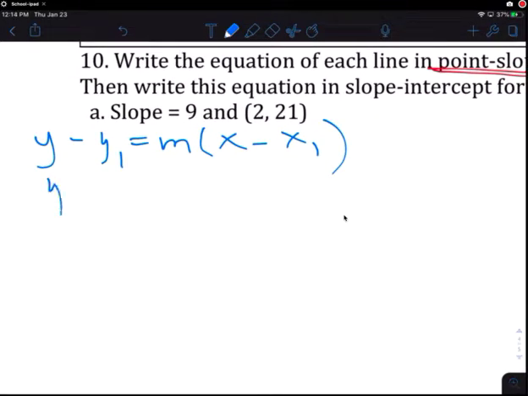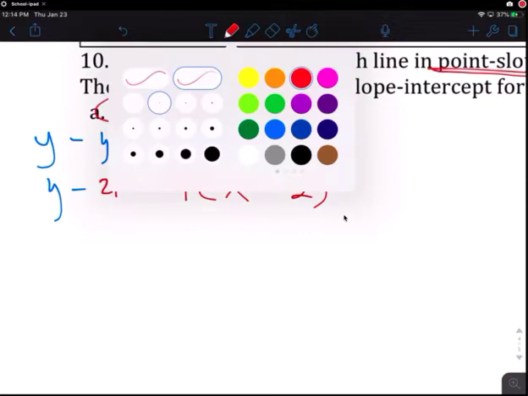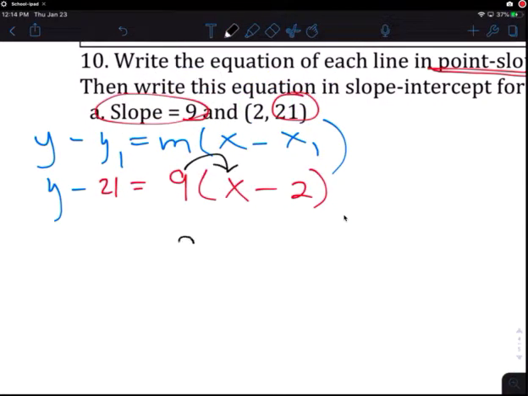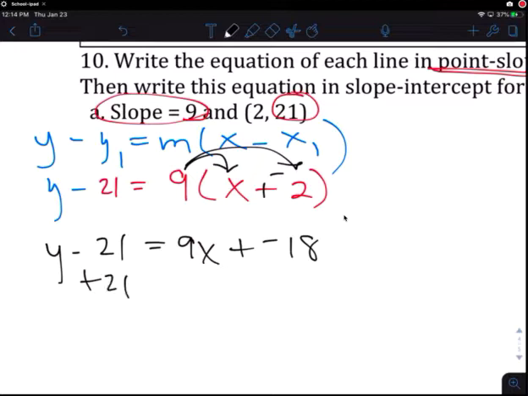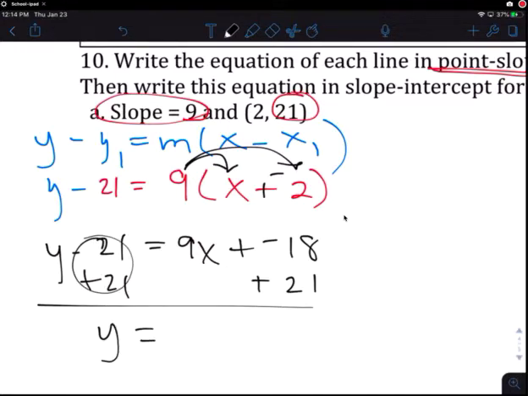We got y minus y sub 1, which is 21, equals m. M is slope. Slope is 9. x minus x sub 1 is 2. Here you distribute first. Got 9x and a plus a negative 18. Add 21. y equals 9x plus 3.